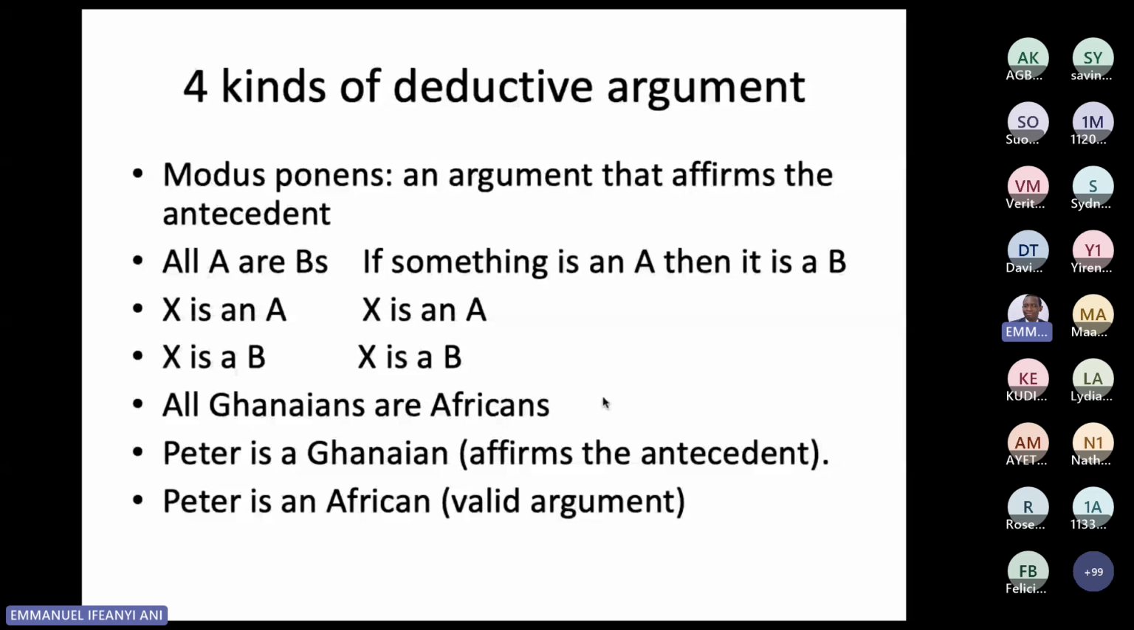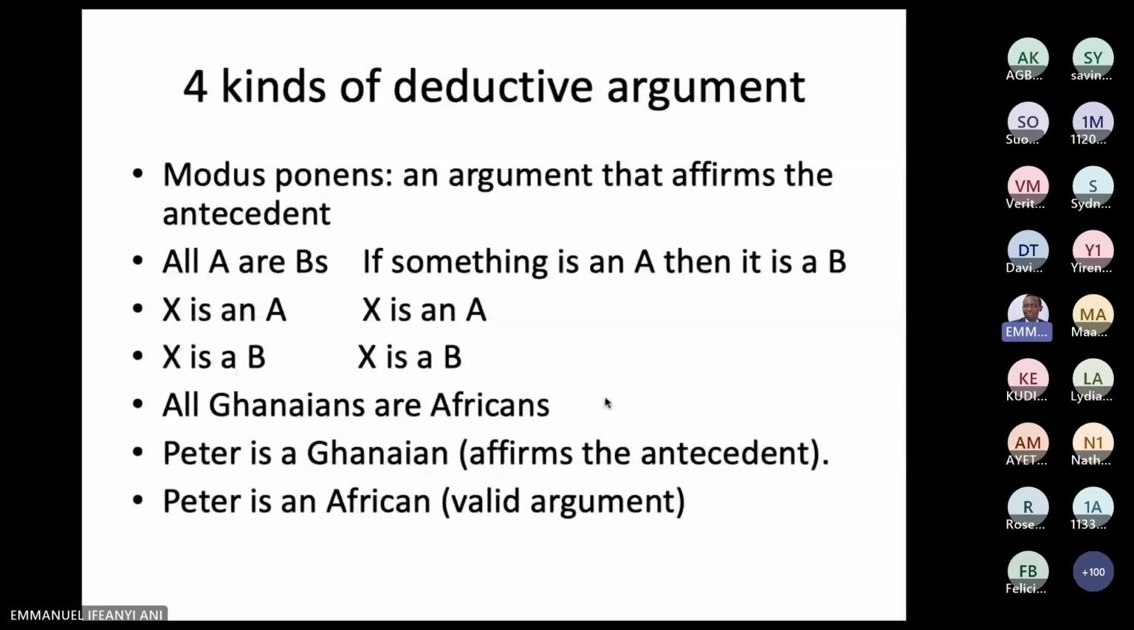All A's are B's. If something is an A, then it's a B. X is an A, which affirms the antecedent. X is a B. All Ghanaians are Africans. Peter is a Ghanaian, which affirms the antecedent. Peter is an African. So we say it's a valid argument. Modus ponens is a valid argument because it affirms the antecedent.